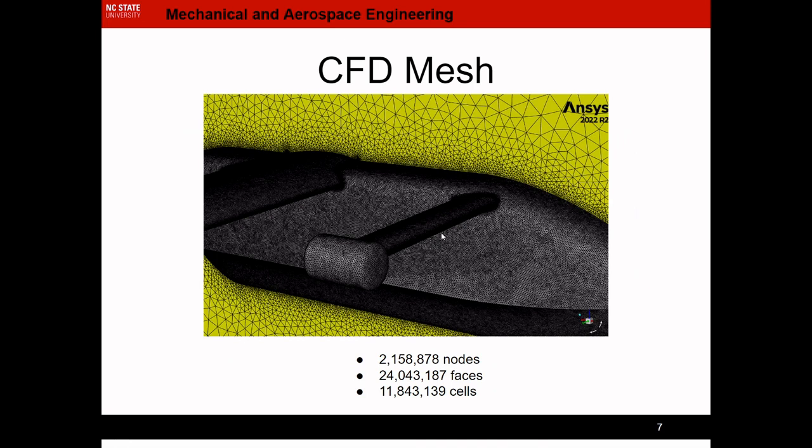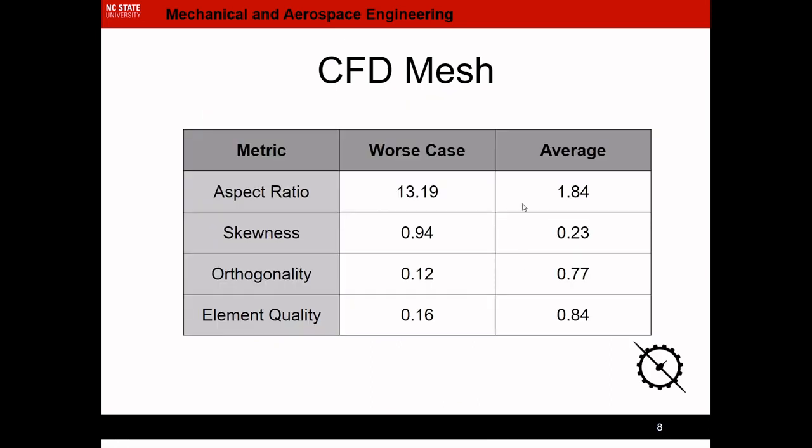So this is a close-up of the mesh. As you can see, there are a lot of cells and nodes on the surface of the body of the aircraft. I believe for this case, each of these edges was specified to be around 0.05 inches. Here are some metrics for the mesh. For the averages, the aspect ratio was 1.84, the skewness was 0.23, orthogonality was 0.77, and element quality was 0.84, which are all pretty good.